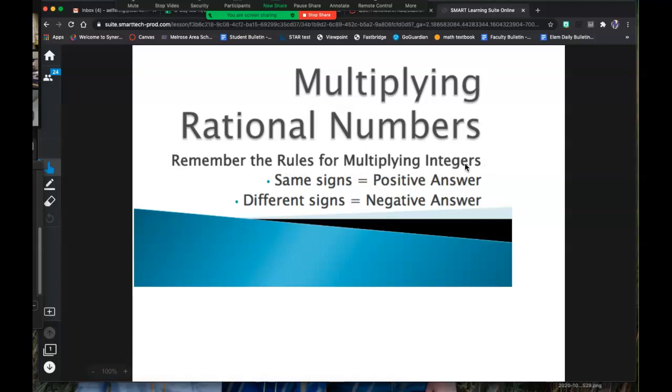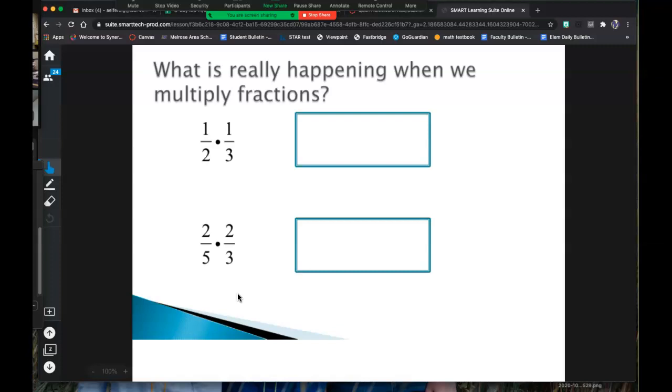So if they're the same signs, then we have a positive answer. If they're different signs, we have negative. Okay? So when we multiply fractions, what gets confusing for some of us is that we're really just taking part of something, okay?